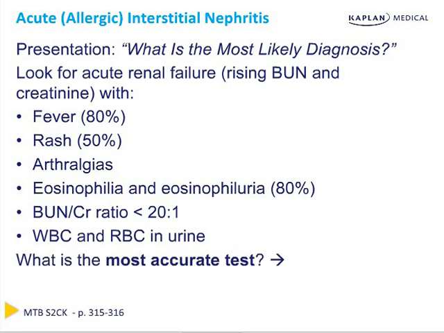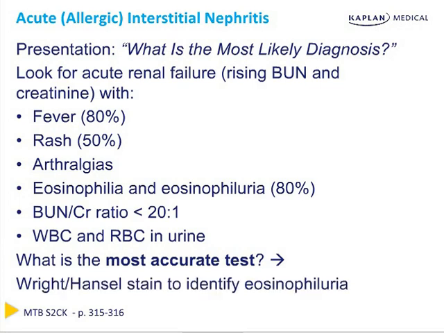So out of all these symptoms, which is the most accurate test? The correct answer? The presence of eosinophils in the urine. And we can see eosinophils in the urine with the use of a Wright or Hansel stain. So in the USMLE Step 2, if a clinical vignette describes eosinophils in the urine or a positive Wright or Hansel stain, you've pretty much made your diagnosis of acute interstitial nephritis.